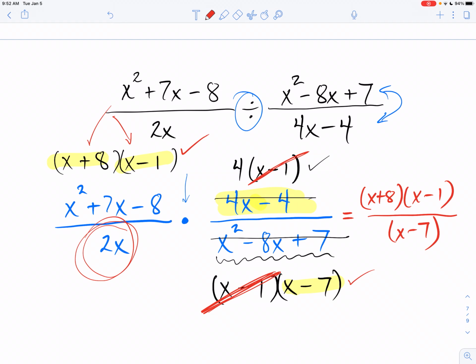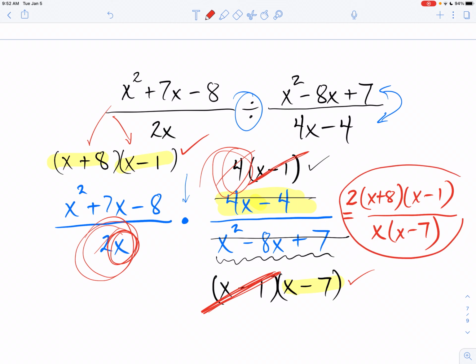You got a 2x here. You got a 4 here. 2 does go into 4. They're just numbers. 2 goes into 4 twice. So I can keep the 2 on the top. What about me? There's no other single letter. Put it in the bottom. That's your answer.